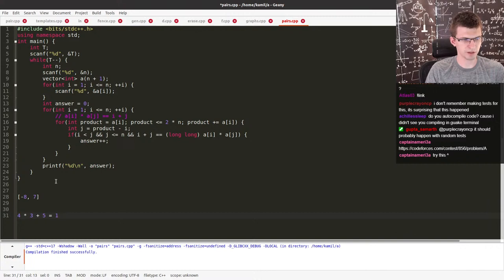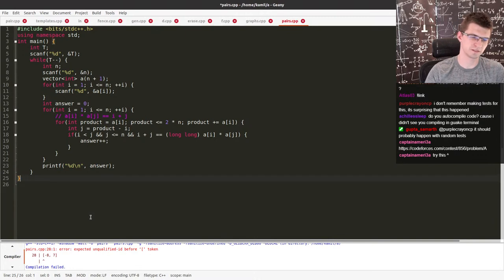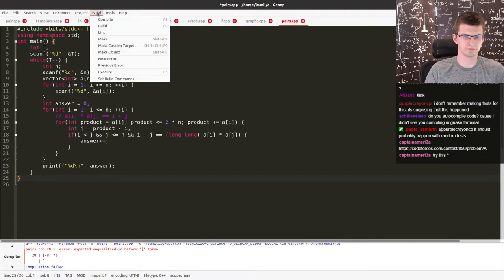Do I autocompile code? I hit F9, so I wouldn't call it autocompile, but there is a button for that in Geany. There is a compile button and it has a key binding.